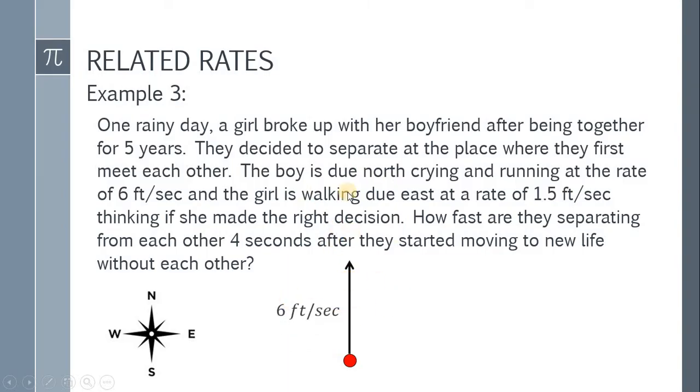Next, si girl naman is walking due east at a rate of 1.5 feet per second. Yung east papunta ng kanan. So, ang rate niya is 1.5 feet per second. Now, the question is, how fast are they separating from each other? So, yung goal natin is to find how fast are they separating from each other. So, gagawa tayo ng line and obviously, makaka-create tayo ng right triangle. Now, let's have the solution.